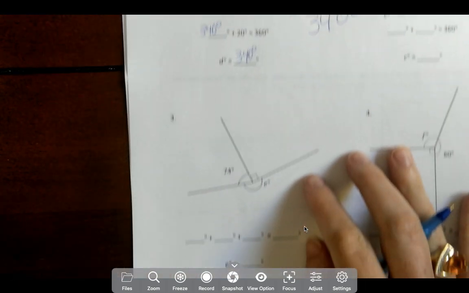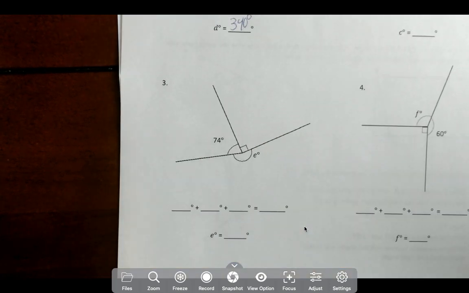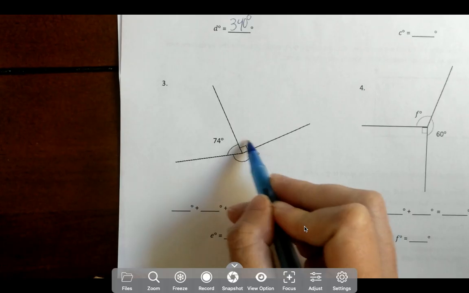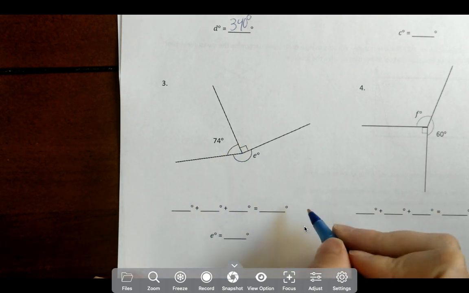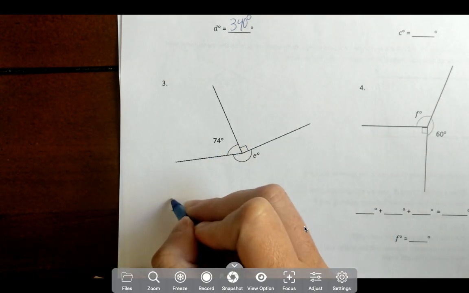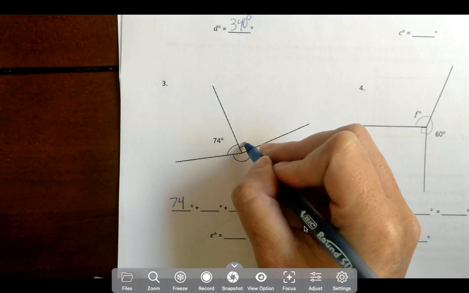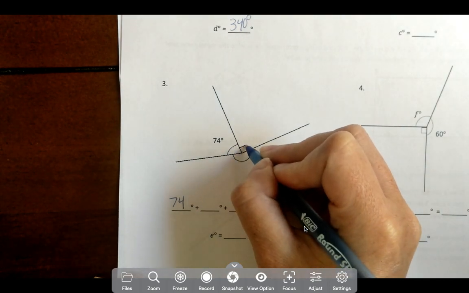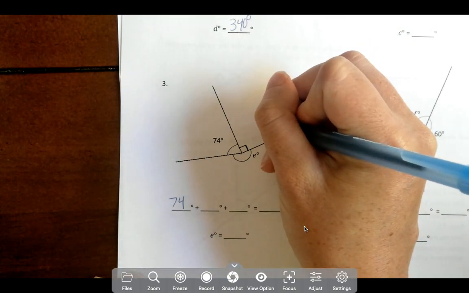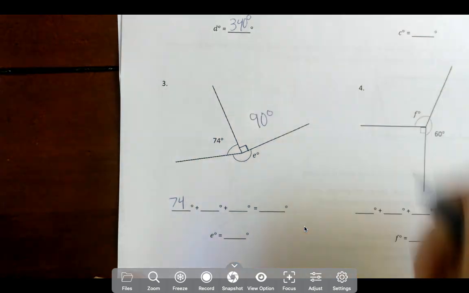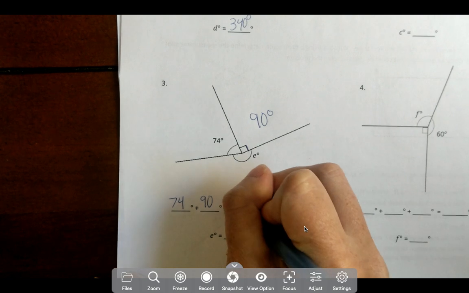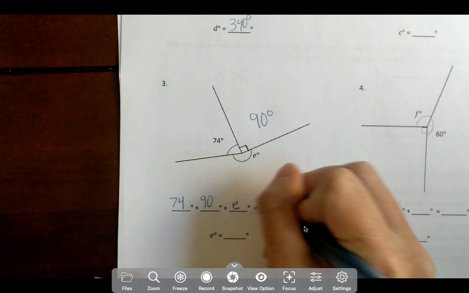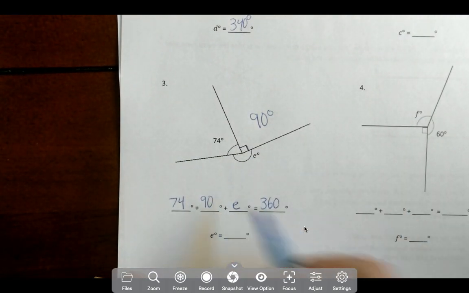Now we go to number 3. Remember, we're trying to find 360 because that's the degrees of a circle. They gave us 74 degrees. What does this symbol mean right here? The square and angle. A square and angle means 90 degrees. That means it's a right angle. So they gave us 90 and then E, and we're trying to find 360. So now we have to find E.